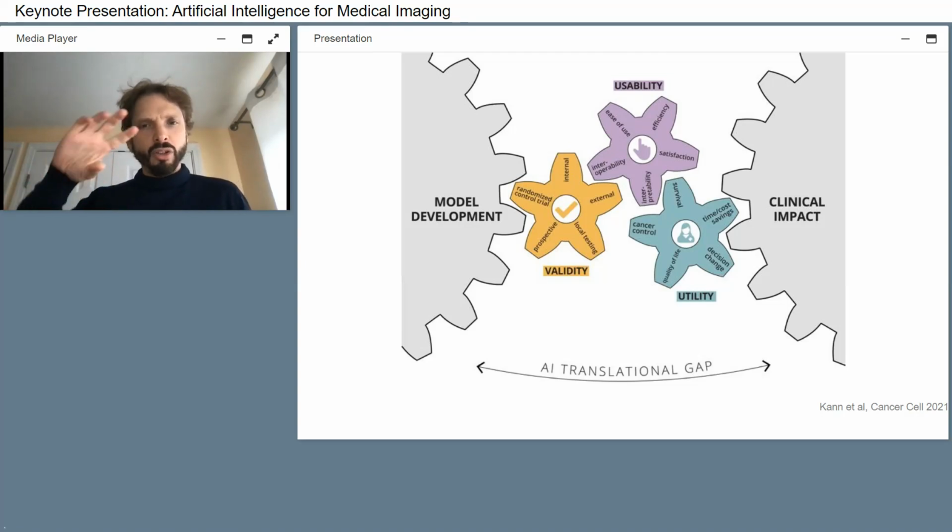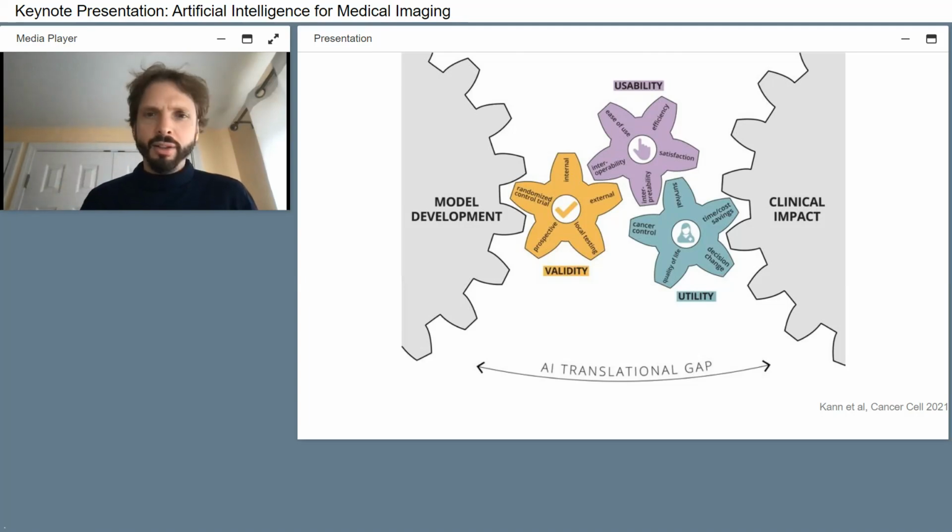The cog of model development is turning well. There are many publications out there, and hundreds of publications are published every month in AI and medicine. So that wheel is turning very well. But not a lot of work really focuses on the validity, the usability, and the utility of these algorithms to drive clinical impact. That is a very big gap to bridge, and we see that other teams are now really working on that, specifically focusing on these different aspects.